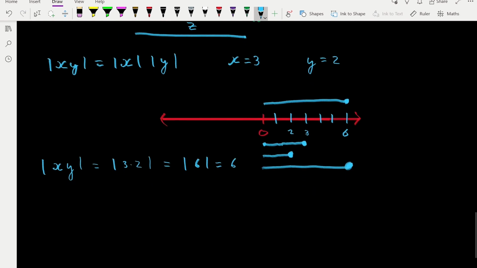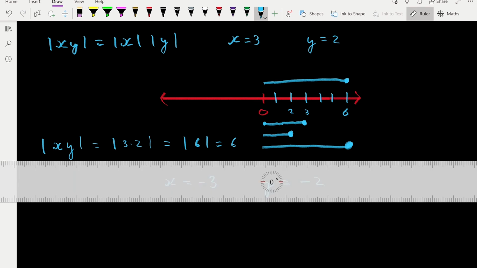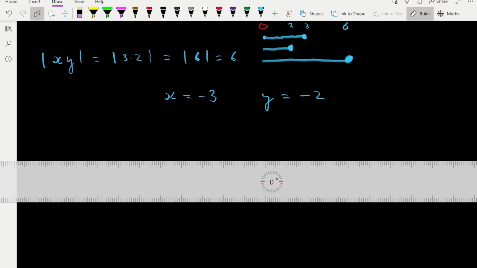And we'll go through the same intuition, but in cases where they're both negative. So let's say that now x is equal to -3 and y is equal to -2. All right, and we'll draw another number line. I'll stick with red for my number lines.